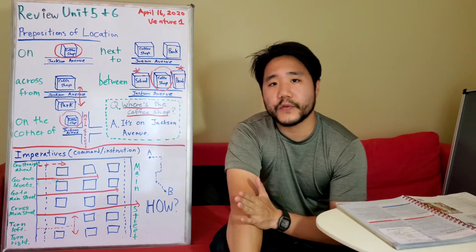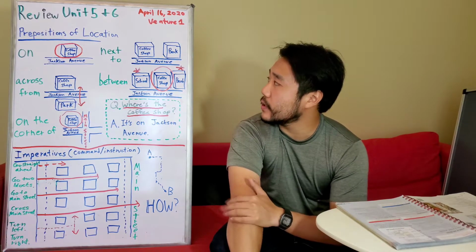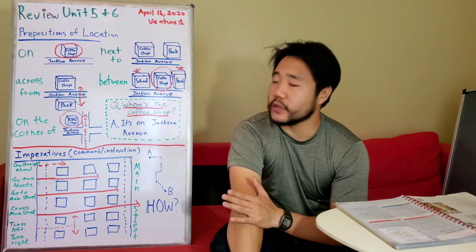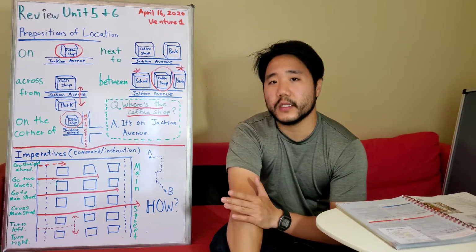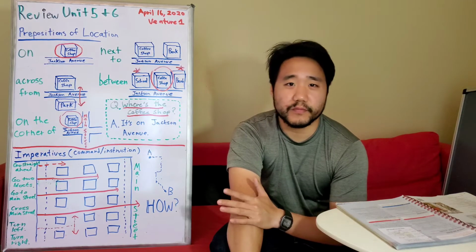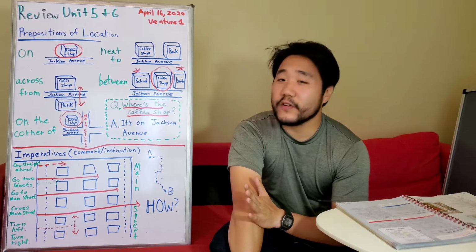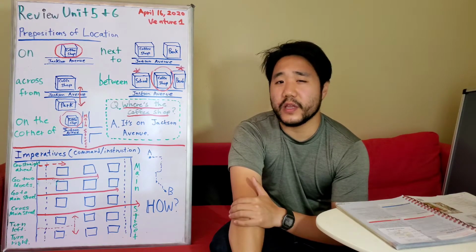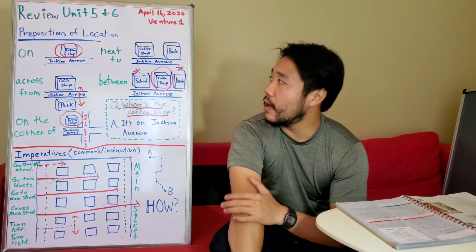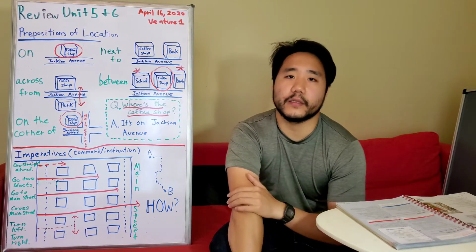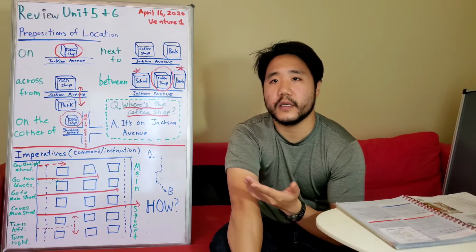Our main focus for today is to review Unit 5 and Unit 6. So does everyone remember what Unit 5 is about? If you don't, Unit 5 is about three things. Number one, identifying places. And how do we identify places?